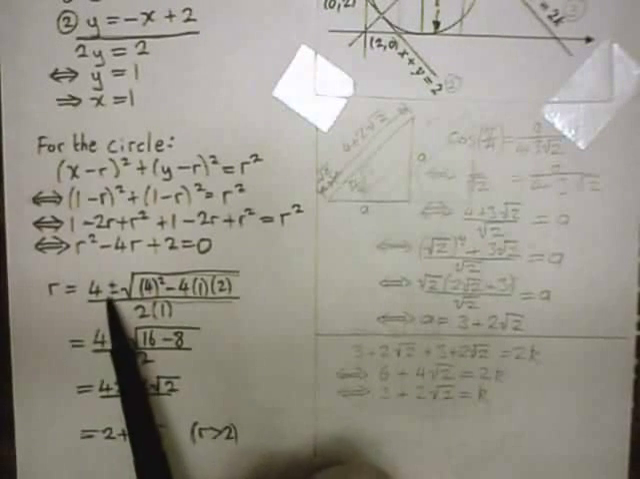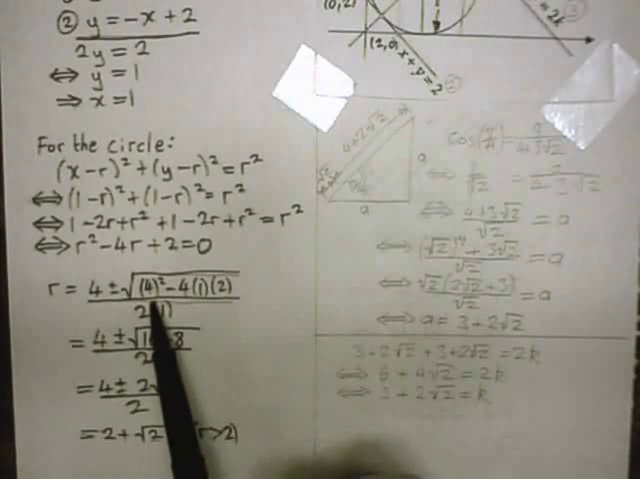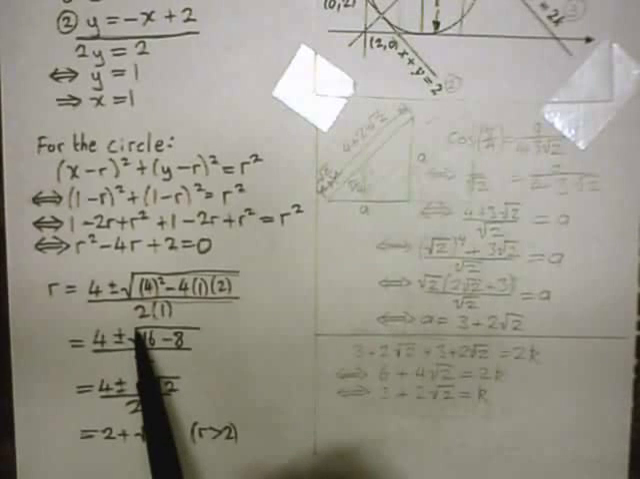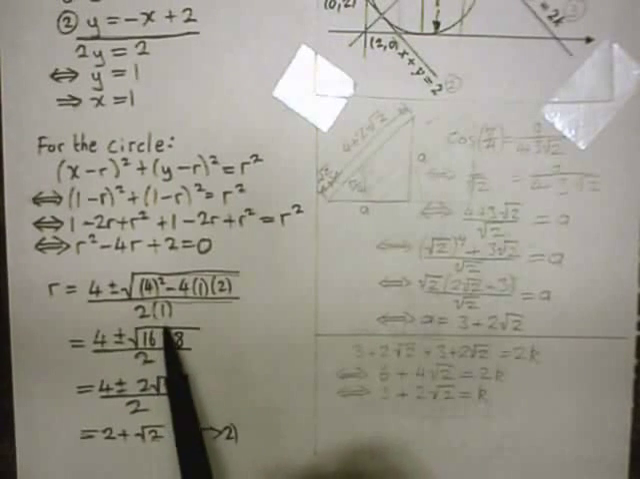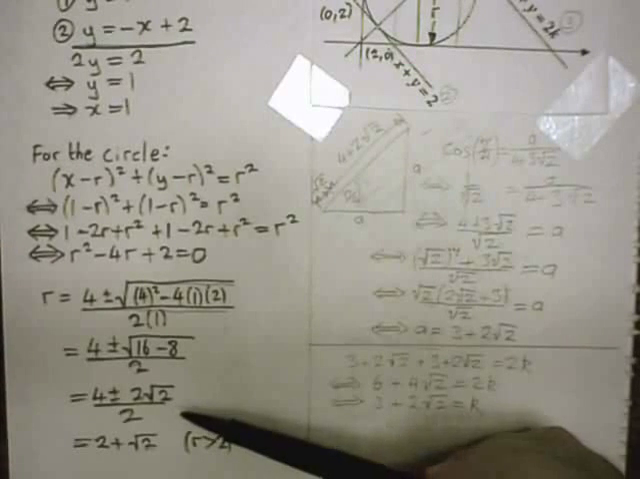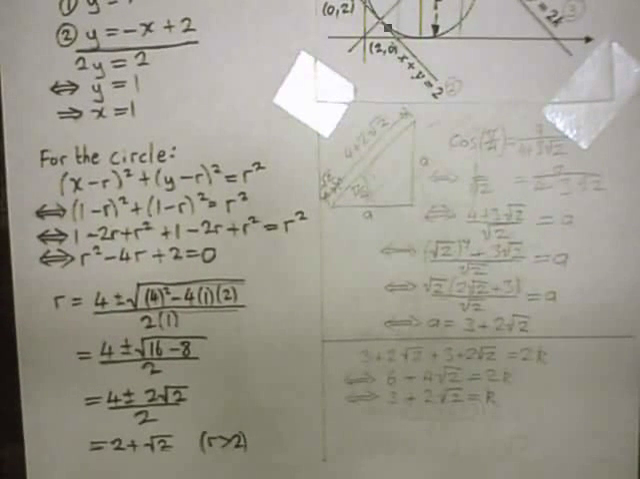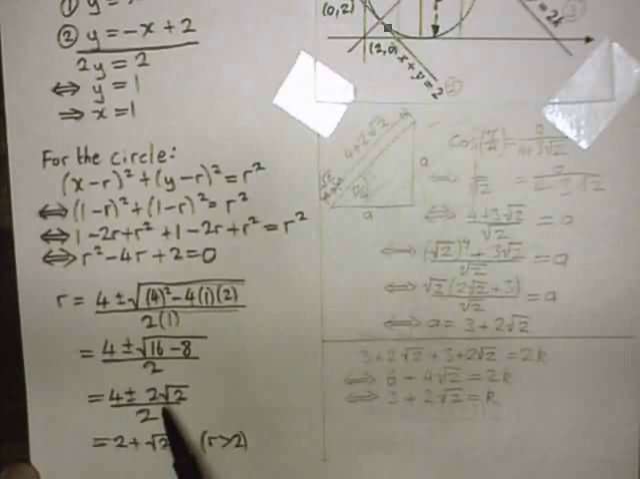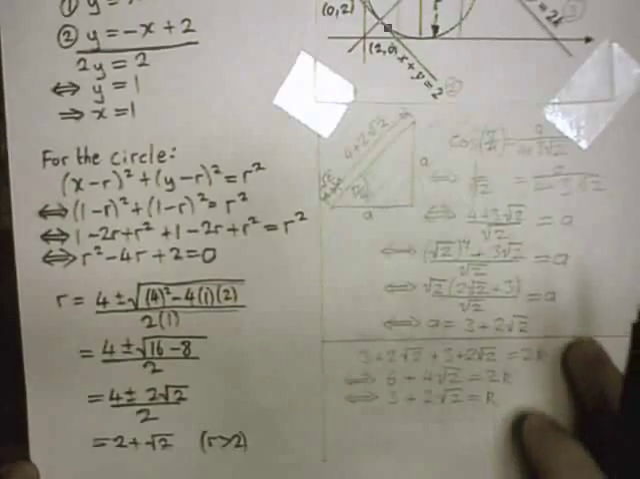So I slot everything in, I get 4 plus or minus the square root of 4 squared minus 4 times 1 times 2, all divided by 2 times 1. So you run that through, and you get towards here where you have 2 solutions. Now in fact, I can eliminate one of those solutions. If I run this through the negative solution, I'll get something that's less than 2.